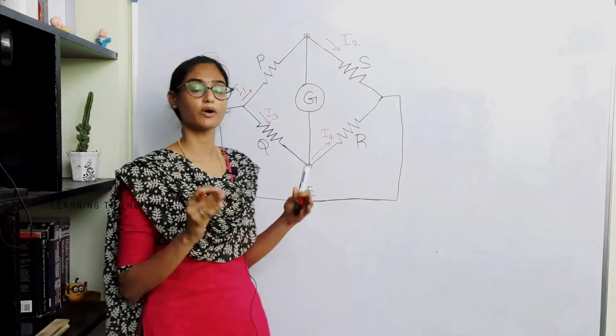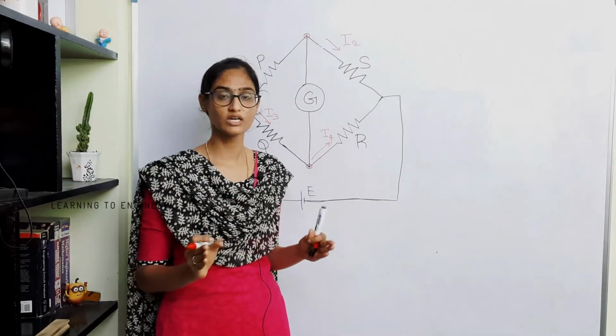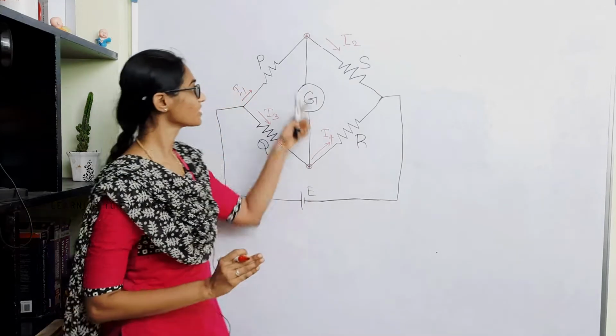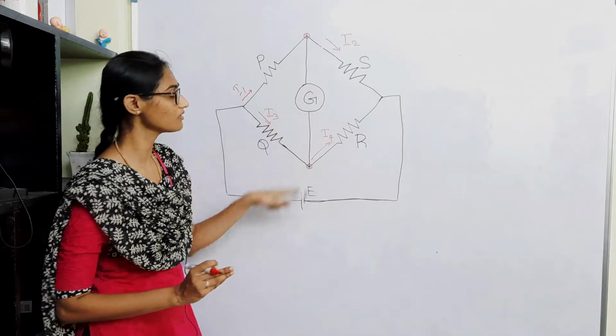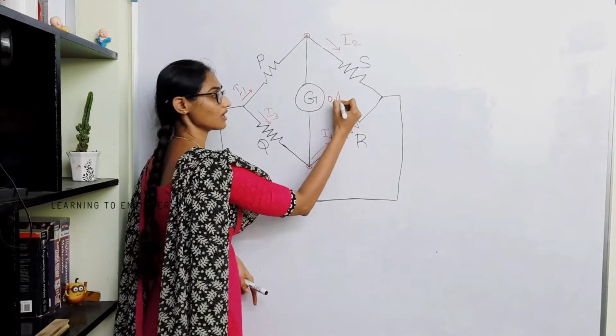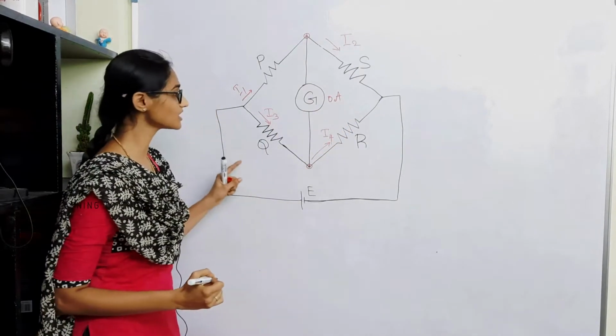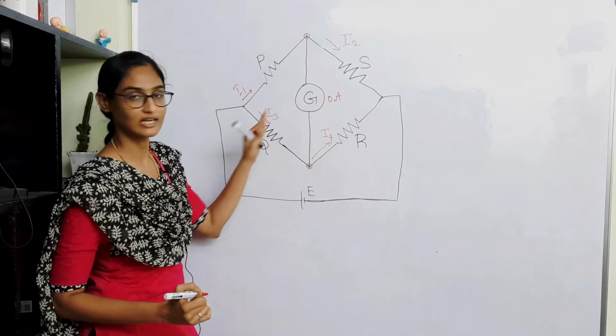Only when there is a potential difference between two nodes, current will flow through it. If there is zero potential difference between these two nodes, then no current will flow, and then the reading will be 0 ampere. So the bridge is adjusted to null balance.